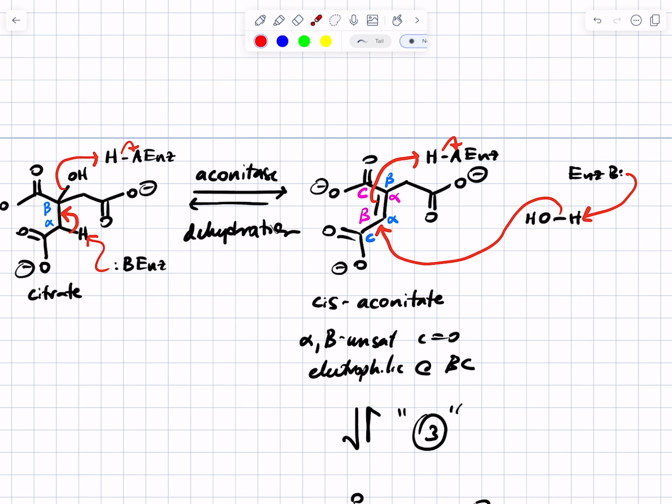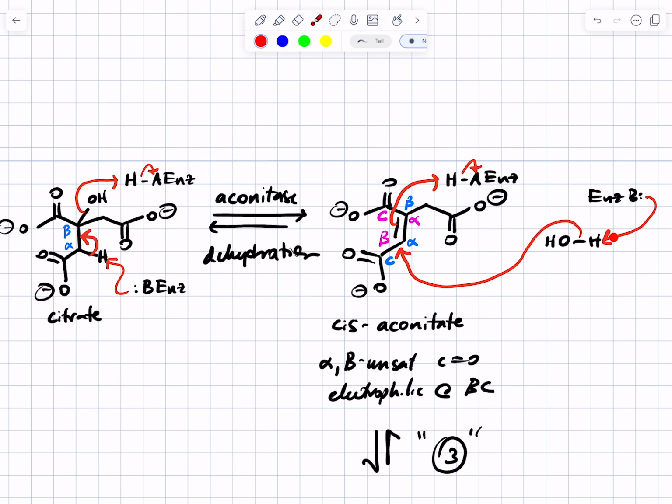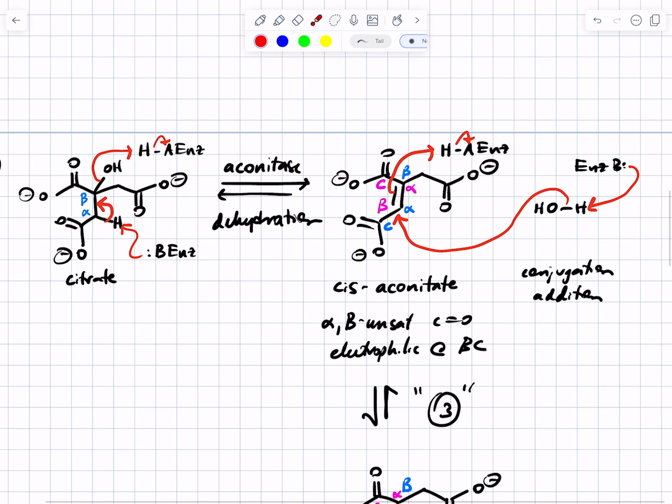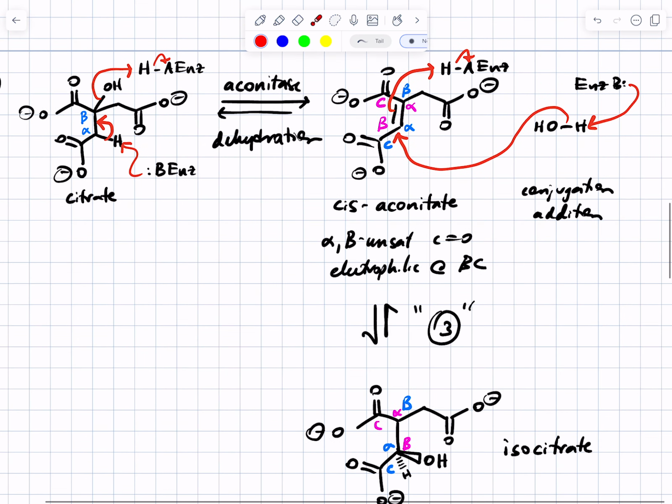So, if water did a conjugate addition on the blue beta carbon, we would just go right back to citrate. And that happens because this step is reversible. But if water does conjugate addition by attacking the pink beta carbon, then we move the alcohol over. So base removes the proton, OH attacks the pink beta carbon. We protonate the resulting intermediate with an acidic side chain from the enzyme active site.